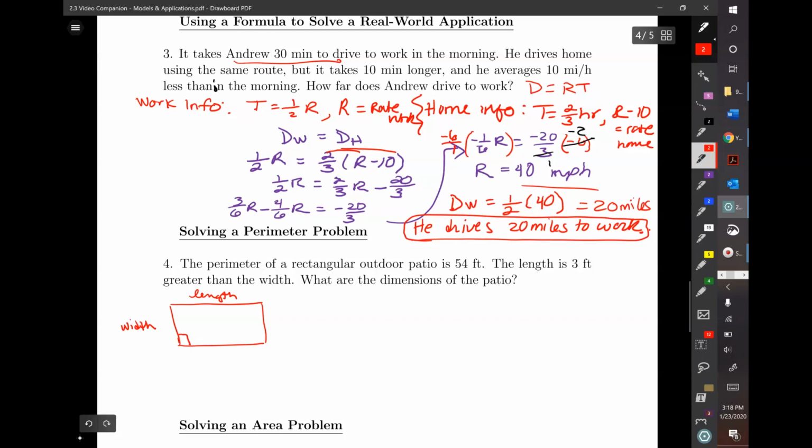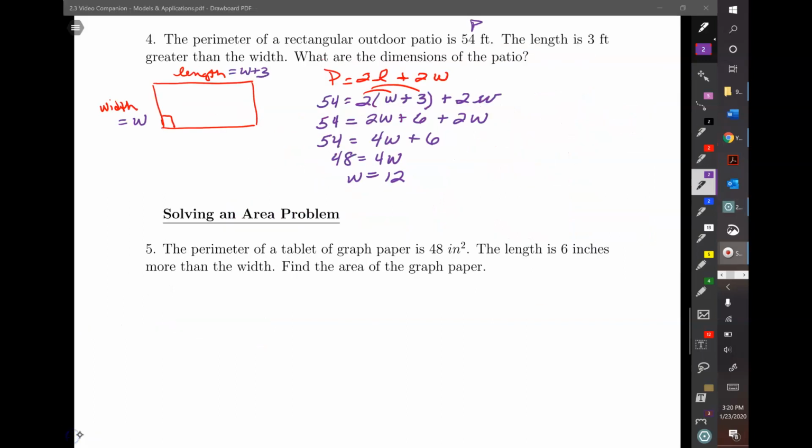So go ahead and see if you can piece that together using that perimeter formula we talked about earlier. Okay, so working through this problem, we have length equals w plus 3, and the width I'm just going to call w. The formula is P equals 2l plus 2w, and I'm just going to fill in everything I have.